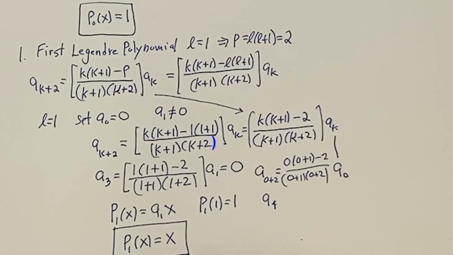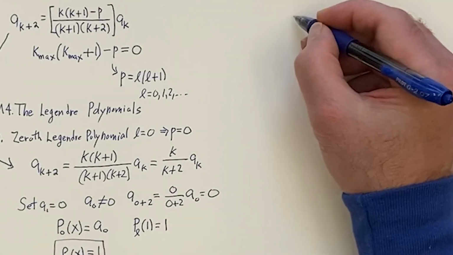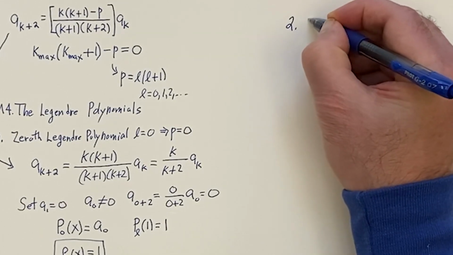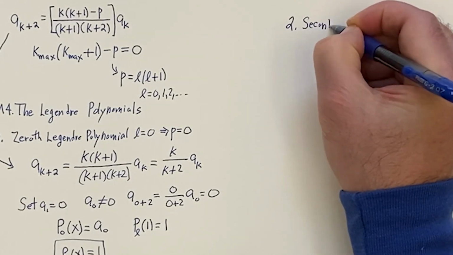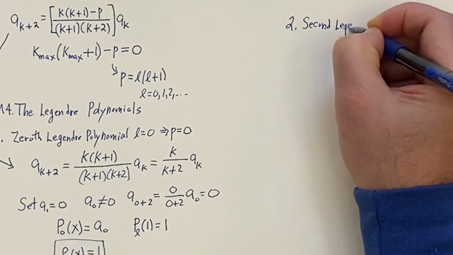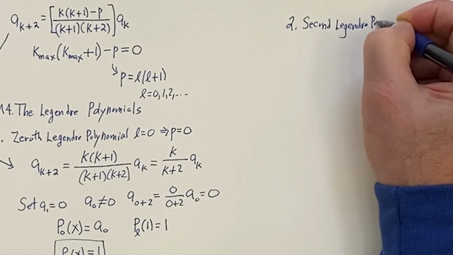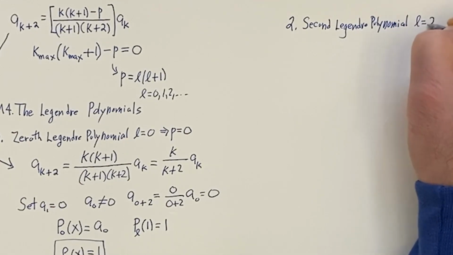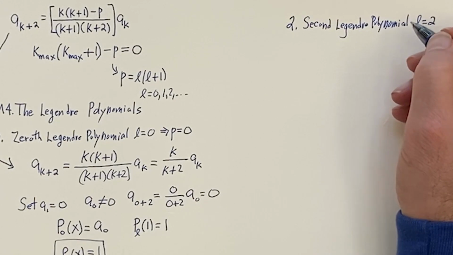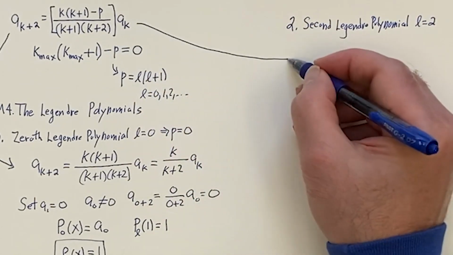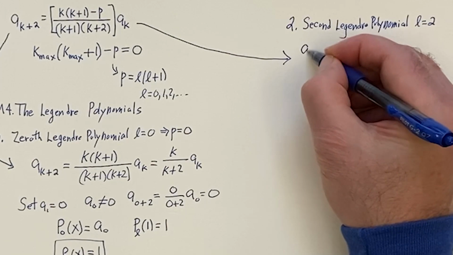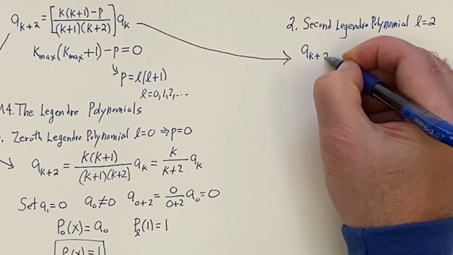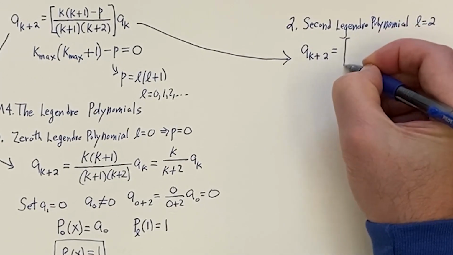This theme of looking at if it's odd or even and setting one of them to be 0. Let's do some more so we can really master what's going on here. That brings us to 2, and that's the second Legendre polynomial. That's the case L is equal to 2. All right. I'm going to prefer here to use the formula with the p. I'm in the mood for doing it that way today.